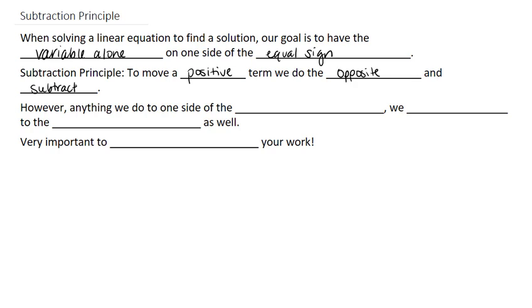However, anything we do to one side of the equal sign, we must do to the other side as well. And it's very important to show all your work. So let's go look at an example.